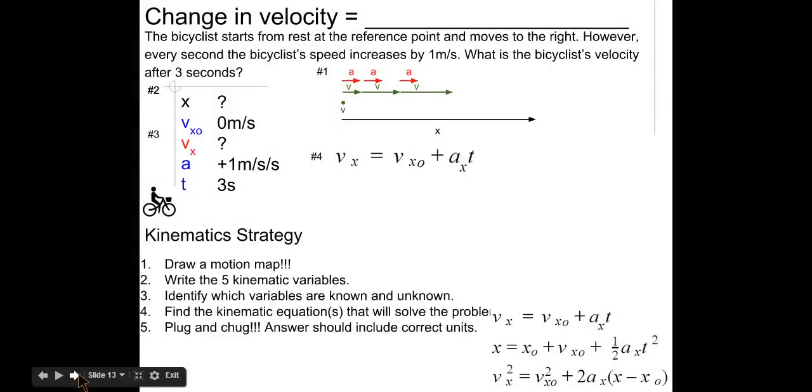So that's step 4. And finally, step 5 is what the engineers call plug and chug. In other words, just plug them into the equation and come up with an answer. So the final velocity is equal to the initial velocity, which is 0 meters per second, plus the acceleration of 1 meter per second squared times a time of 3 seconds. So it gives us a final velocity of 3 meters per second.